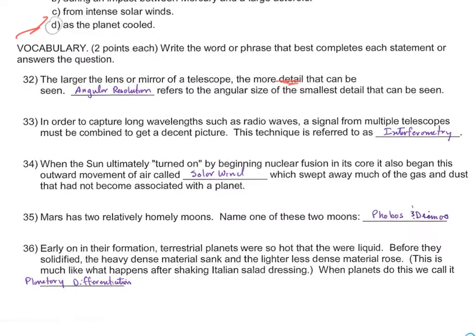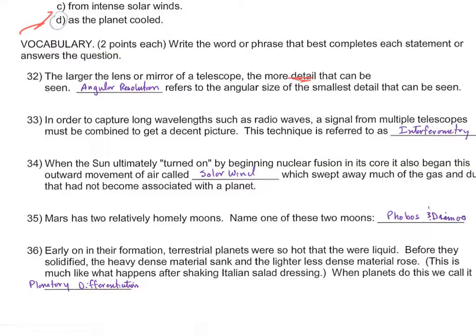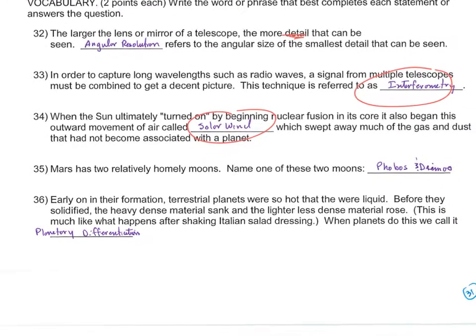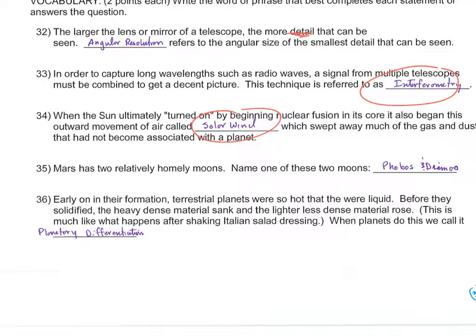Question 44. In order to capture long wavelengths like radio wavelengths, we need to have multiple telescopes combining their signal in a technique we call interferometry. When the sun turned on, it created this outward blowing wind that we call solar wind. Question 35. Mars has 2 relatively homely moons, and you could have said Phobos or Deimos. Only a planet could love these moons.